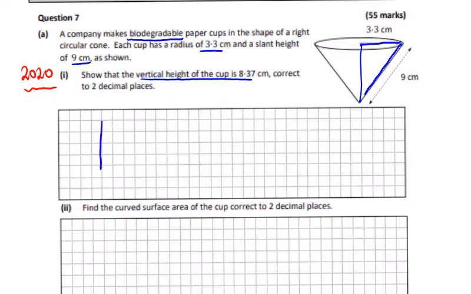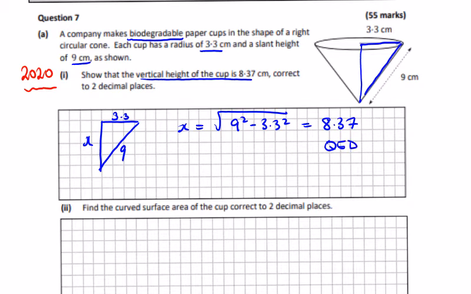So we've got a right angle triangle with a diagonal of 9. So x is equal to the square root of 9 squared minus 3.3 squared, which is equal to 8.37. So, nice easy start to this question.